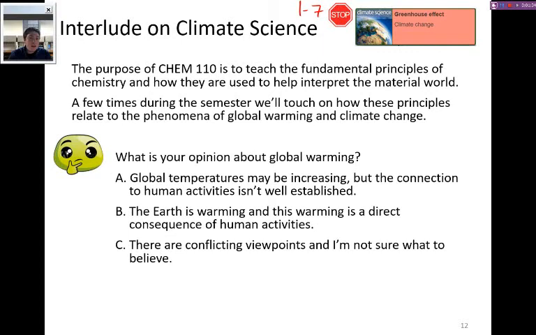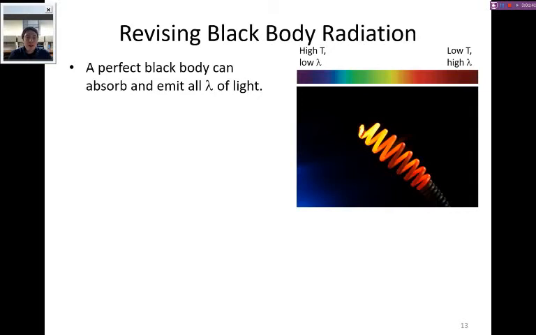Okay, welcome back. So let's now talk about the science of global warming. To understand what's happening in terms of climate change, we first need to understand and revisit black body radiation. We discussed this briefly in an earlier video, essentially talking about how black body radiation and understanding it helped us to understand that light behaves as a particle.